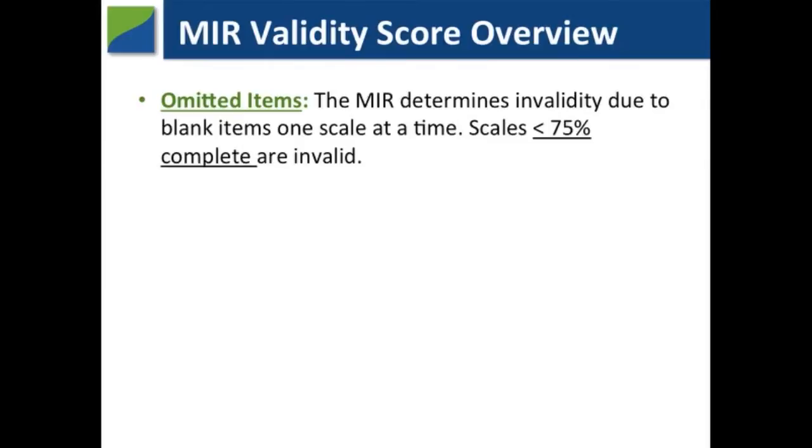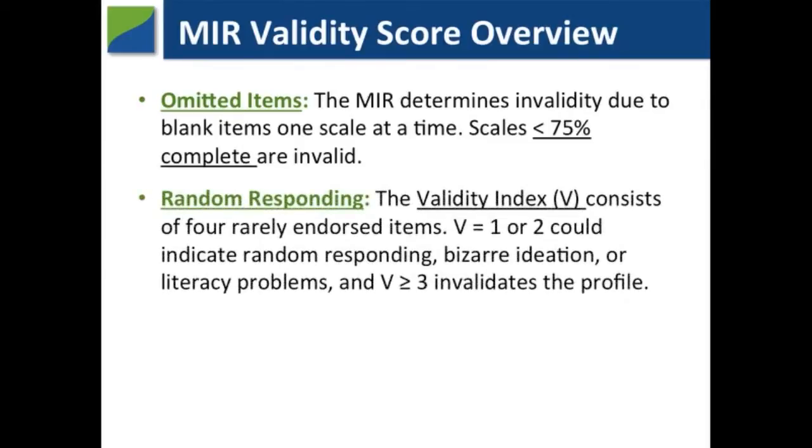Next is random responding. The MIR has a validity index, just abbreviated V, and this consists of 4 really strange items that are rarely endorsed. Nearly all people will fail to endorse all of them. But sometimes people do endorse 1 or more of these bizarre items. And there are various possible reasons for that. It could be attributable to bizarre thinking, more commonly to illiteracy. The person just can't read.